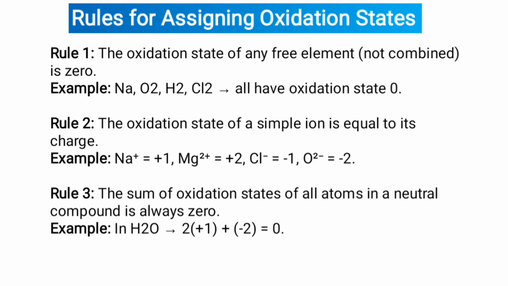And rule 3, the sum of oxidation states of all atoms in a neutral compound is always 0. Example, H2O: 2 hydrogens with +1 oxidation state and oxygen with -2. The sum is equal to 0 because 2 multiplied by +1 is 2, plus -2 is equal to 0.